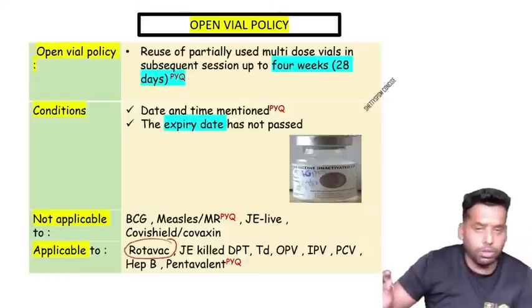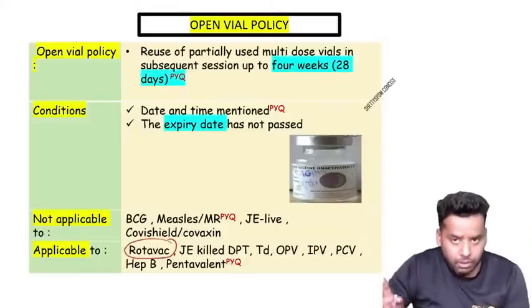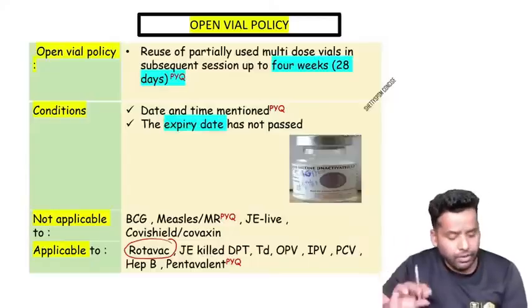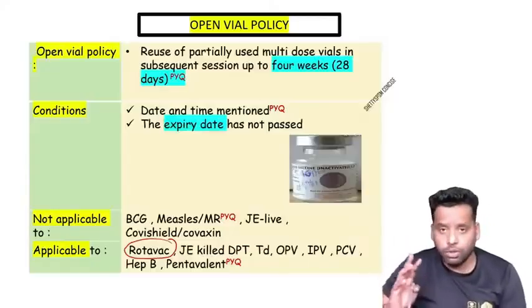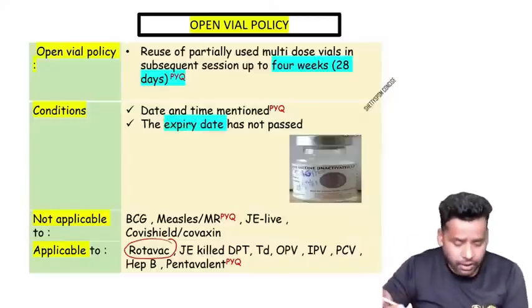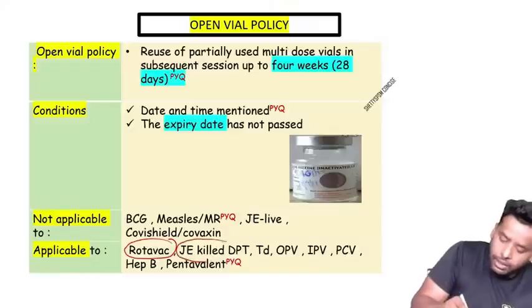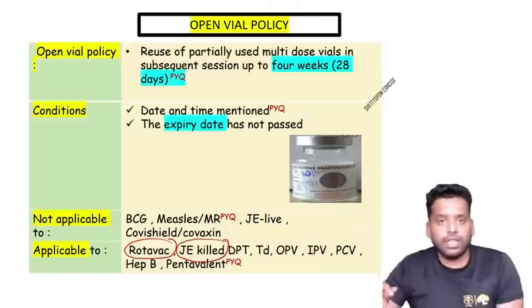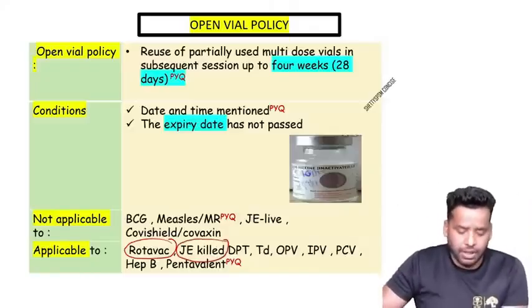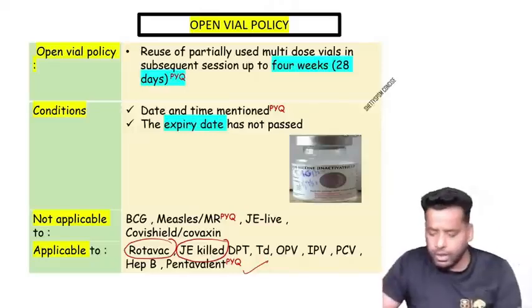Rotavac, we have multi-dose vials now, so it is applicable. Before it was a single-dose vial. Now we are having multi-dose vials. I don't want you to waste it, so you can use it. JE killed is not diluted. It is liquid, so you can use it in the next session. Other than that, every vaccine you can use it.